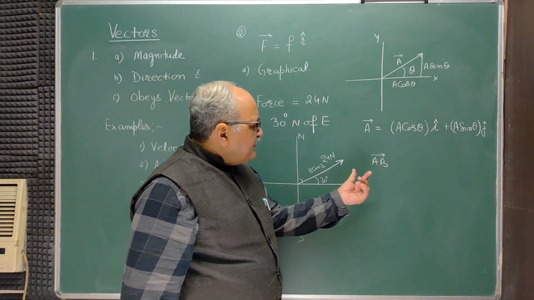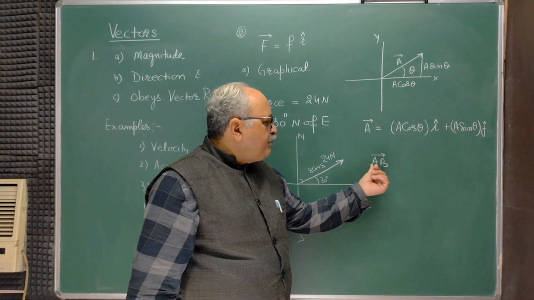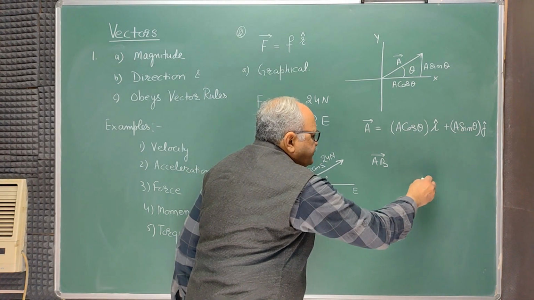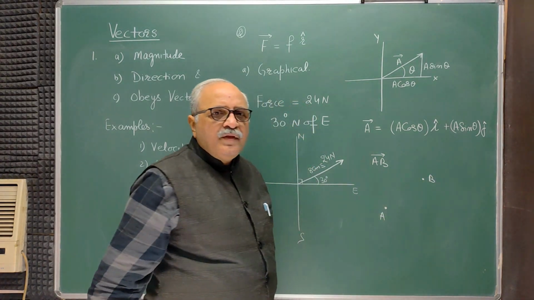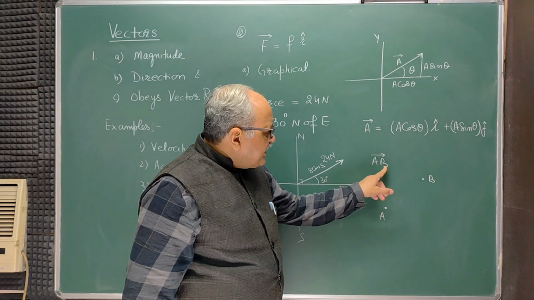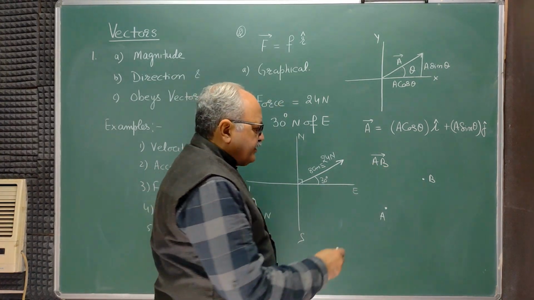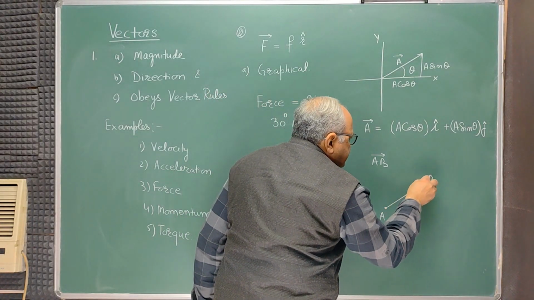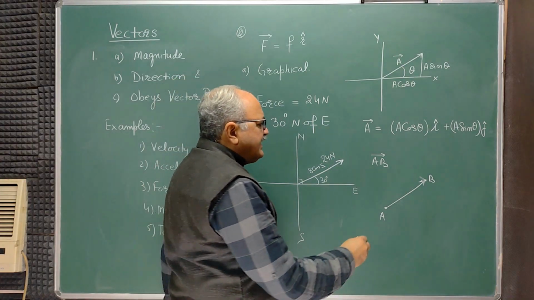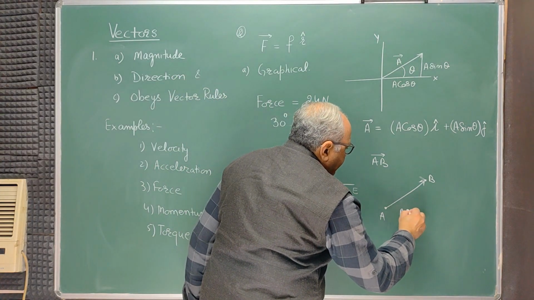Now when I am putting it in this way, it means its starting point is A. Say this point is A somewhere and this point is B. So the first one is the starting point of a vector and the second one is the terminal point of a vector. So this is the vector which I am representing as AB vector.